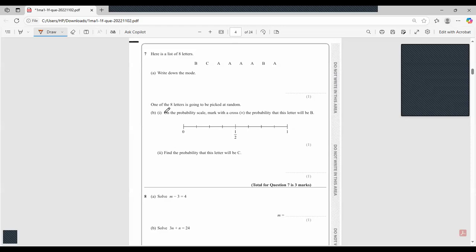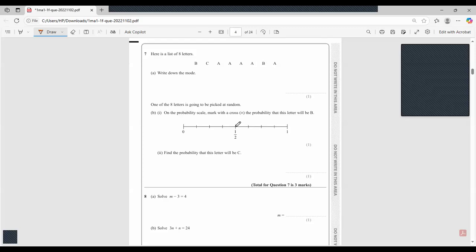So it says one of the 8 letters is going to be picked at random, right? On the probability scale with a cross X, the probability that this letter will be B. Okay, so there are only 2 occurrences of B. That's going to be 2 divided by 8. And that's going to be 1/4.